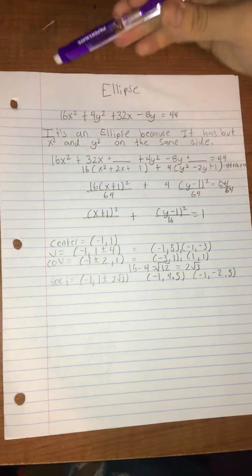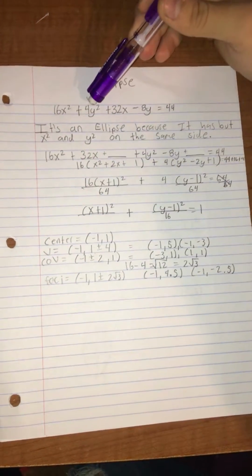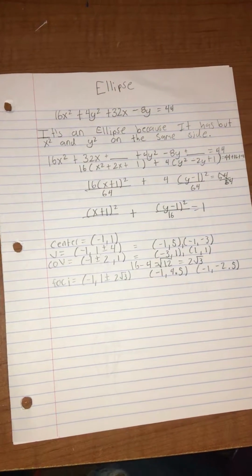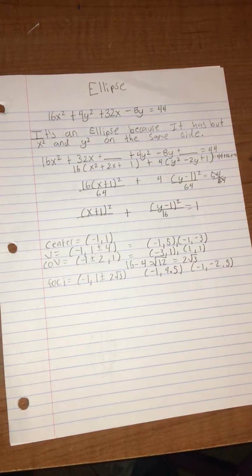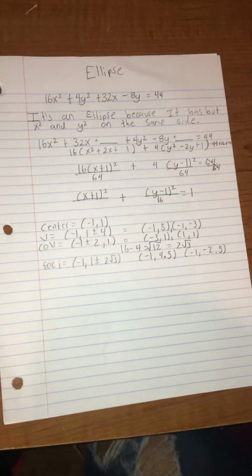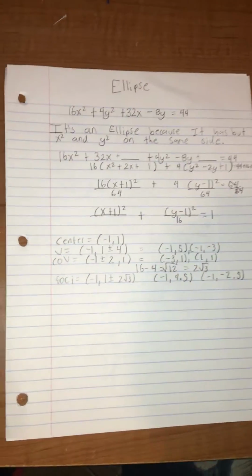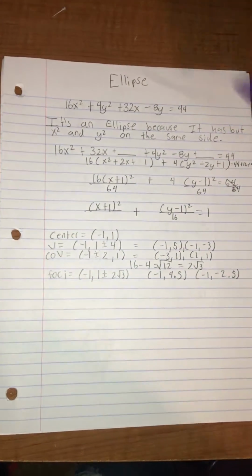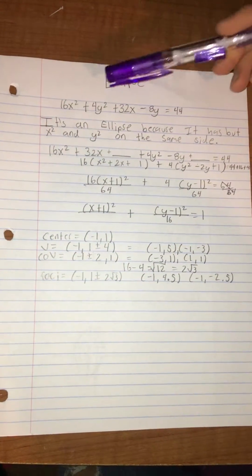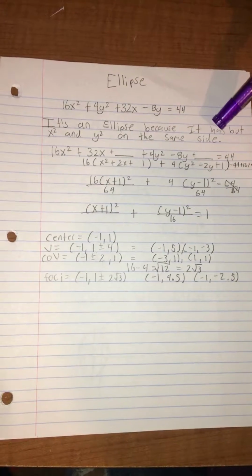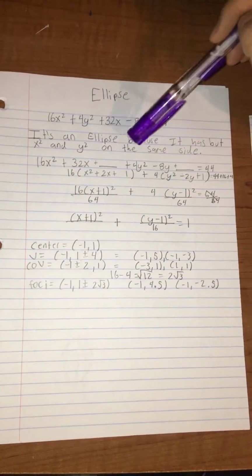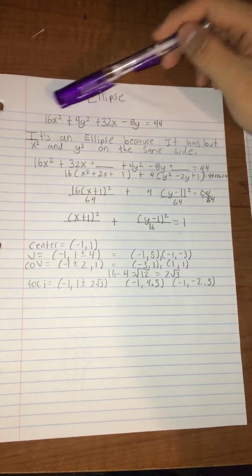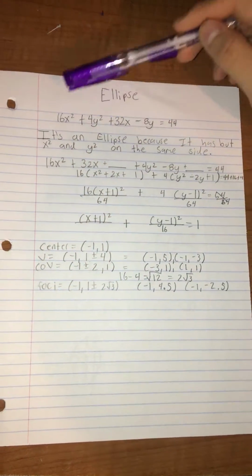So the problem is 16x squared plus 4y squared plus 32x minus 8y equals 44. And the first thing you have to do is find if it's an ellipse, a circle, or a parabola. So this is an ellipse because it has both x squared and y squared on the same side. As you can see, they're both on the same side, but they have different numbers.